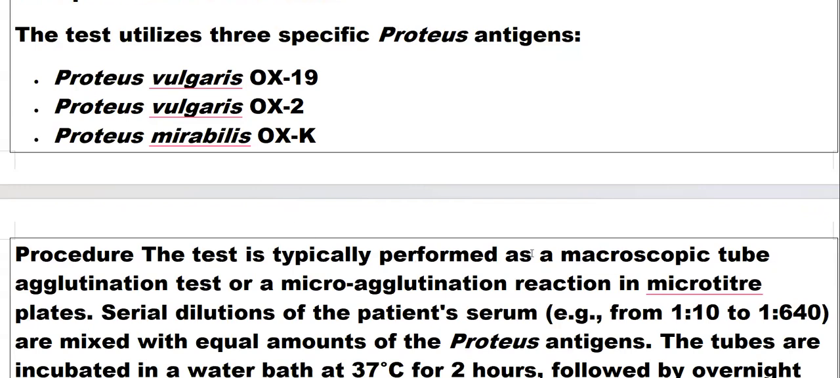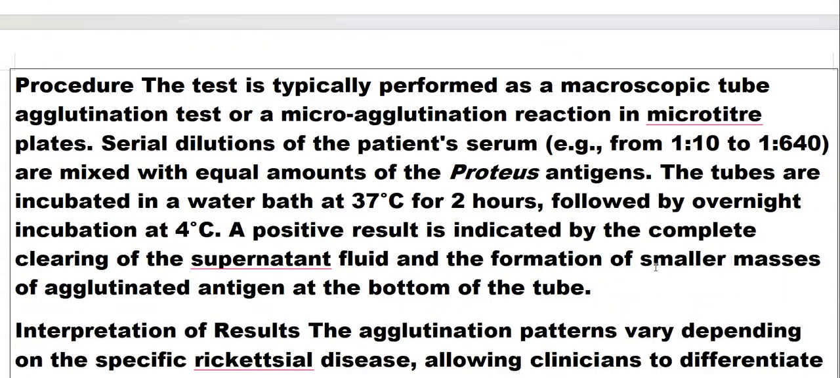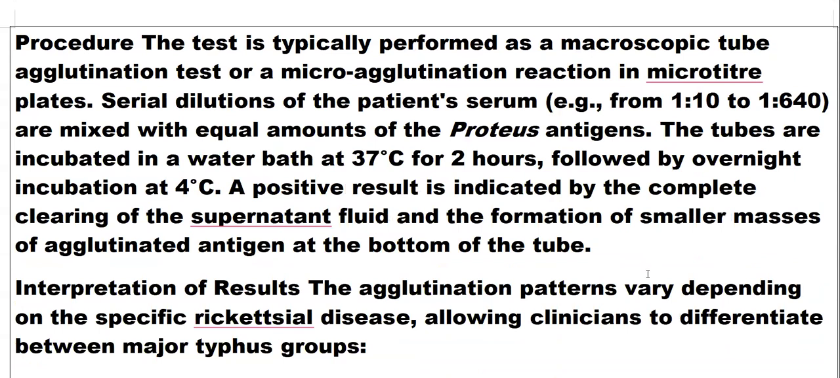Procedure: the test is typically performed as a macroscopic tube agglutination test or a micro-agglutination reaction in a microtiter plate. Serial dilutions of the patient's serum from 1:10 to 1:640 are mixed with equal amounts of the Proteus antigen. The tubes are incubated in a water bath at 37 degrees centigrade for 2 hours, followed by overnight incubation at 4 degrees centigrade. A positive result is indicated by the complete clearing of the supernatant fluid and the formation of small masses of agglutinated antigen at the bottom of the tube.